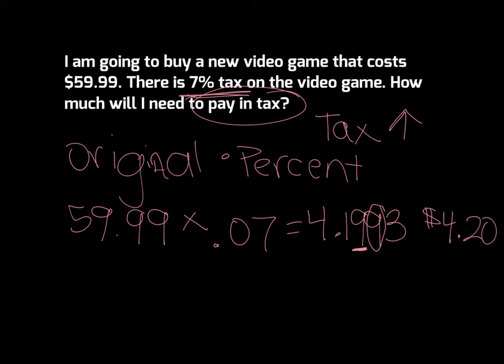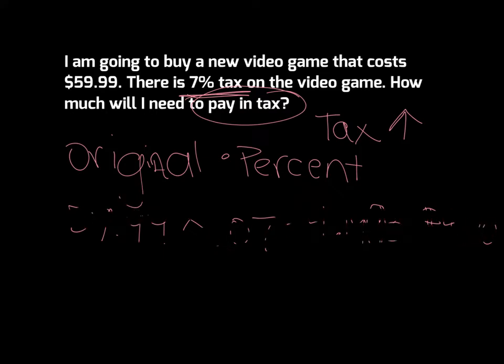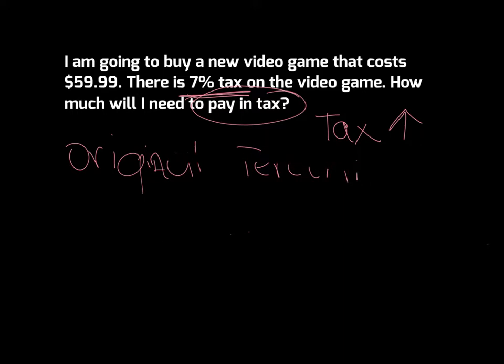If it was asking me how much the video game was, then what I would do is I'd add the $4.20. But since this question is just saying what is the tax, that's my final answer. I'm going to show you the second way that I've seen some kids doing this. We have been using proportions a lot when we are solving percents. So there's a way that I can set up a proportion for this too, which some of you, I think, like doing it that way.